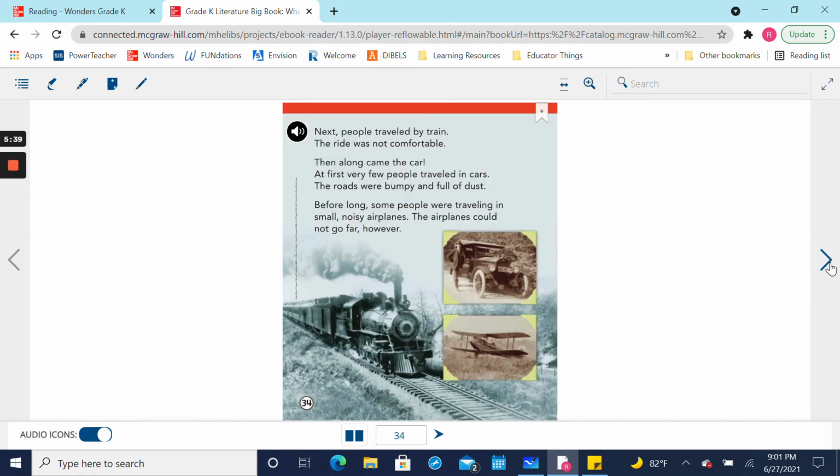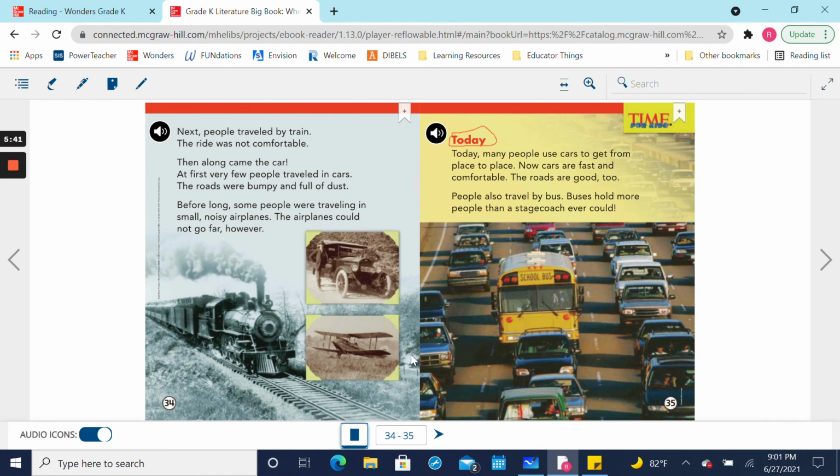Also, my next question is, what is different about pages 34 and 35? And then my last question for the class for you to think about is, why does the author have a new heading on page 35? Let's think about these things with our class.